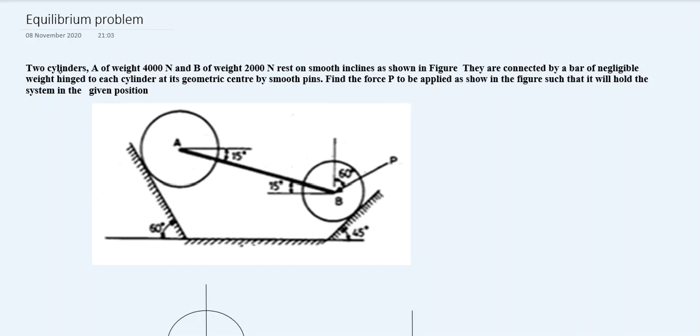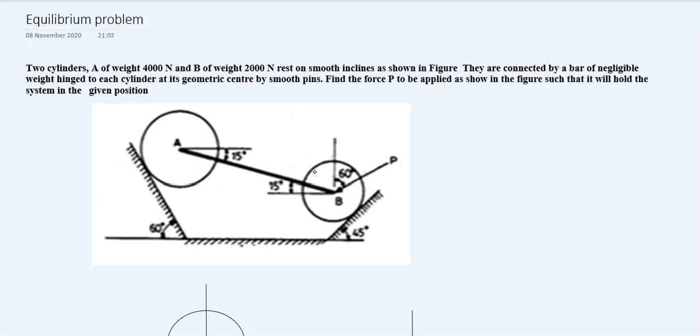We have two cylinders, A of weight 4000 newtons, so this is 4000 newtons, and B of weight 2000 newtons, so this is 2000 newtons, resting on smooth inclines as shown in the figure. So these two are smooth inclined planes. We have these two rollers in position. They are connected by means of a bar of negligible weight, hinged to each cylinder at its geometrical center by smooth pins.